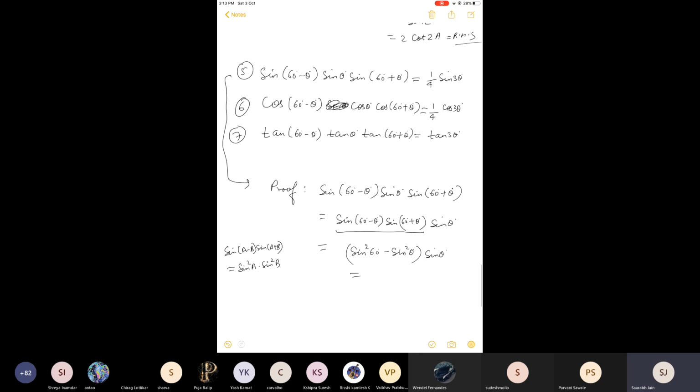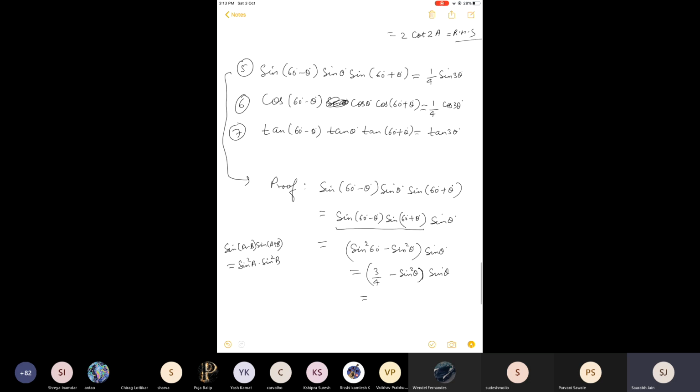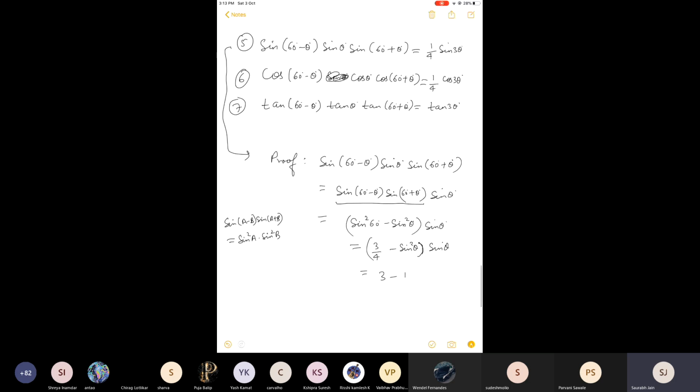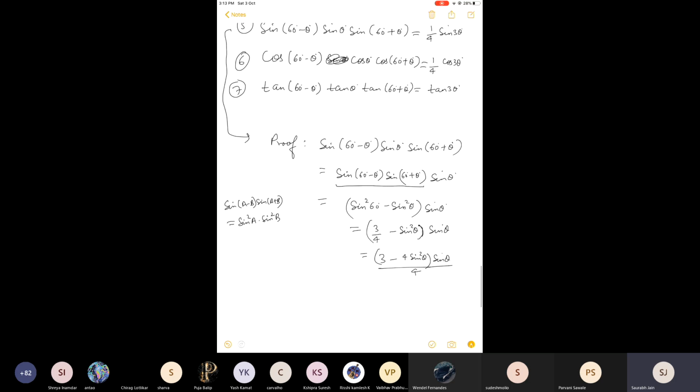Now, we are just two steps away. Sine 60 is root 3 by 2. This is the standard angle. Root 3 by 2 square is 3 by 4 minus sine square theta. When you take the LCM, you will have to use the formula of sine 3A. So let us take LCM: 3 minus 4 sine square theta by 4, and when you multiply the sine theta with the bracket, you will get sine 3A, and that is what we have to prove: 3 sine A minus 4 sine cube A upon 4.